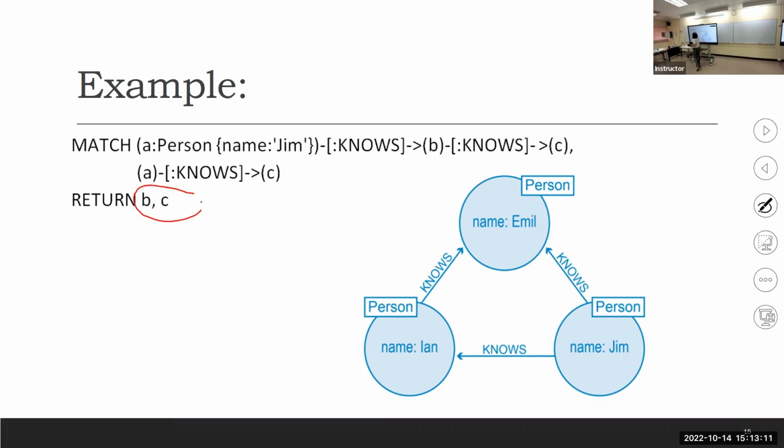From here, of course, it returns B and C. But what are those nodes, B and C? Emil and Ian. Is Emil B or is Emil C? Be specific. Yes. Others from online? Yes, let's have a look as well.